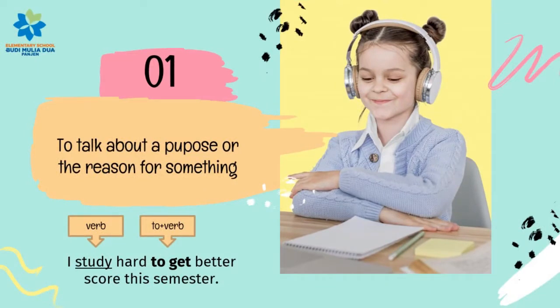There are three ways to use to-INFINITIVE. First, we use to-INFINITIVE to talk about a purpose or the reason for something. For example, I study hard to get better score this semester. The word study is the verb of the sentence, and the word to get is the to-INFINITIVE, to plus verb. So here, the reason why I study hard is to get better score this semester. So there is why and there is the reason.